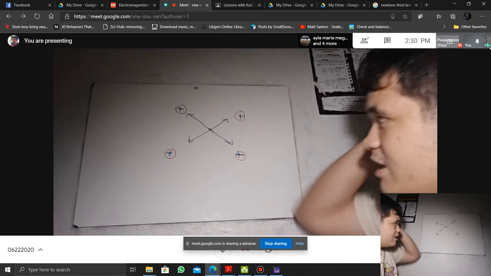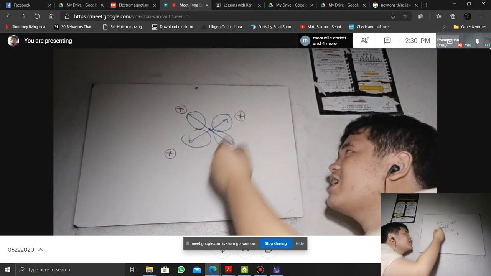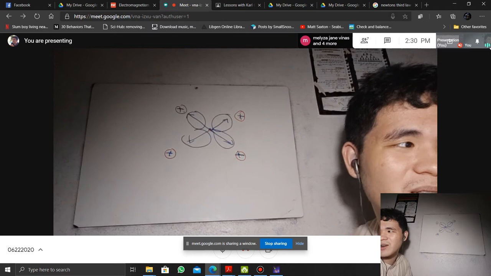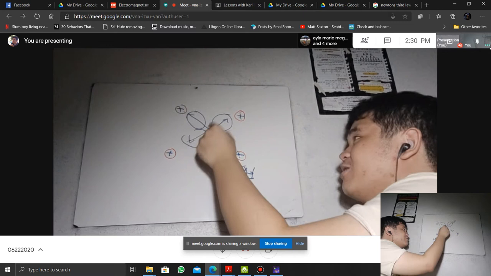Bakit? Kasi equal yung length or magnitude nito, no? And opposite sila yung direction. Bakit equal? Kasi equal yung charge. Nasa center yung location natin, edi equal lang yung radius ng bawat isa. So, yung mga kq over r squared of each of these, pare-pareho lang. And dahil magka-opposite sila, magka-cancel out lang.